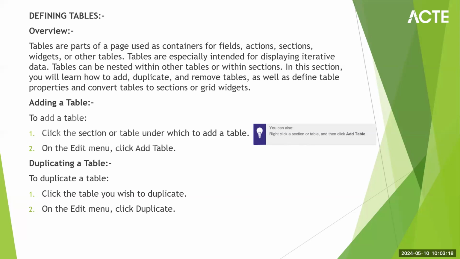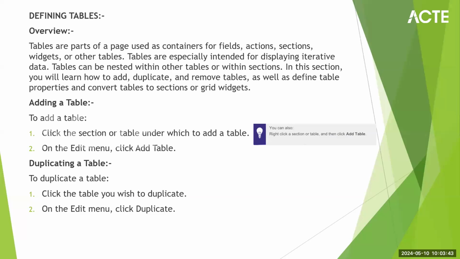So, adding a table. To add a table, click the section or table under which you want to add a table. On the edit menu, click add table. You can also do it with a shortcut: right click on the section or a particular table and click on add table.